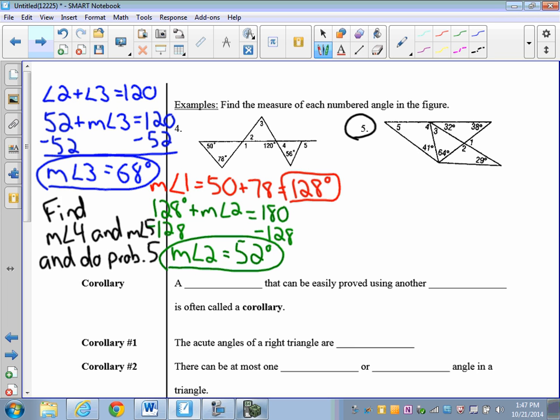So you should be able to figure this out. Number 5 might look a little tricky, but whenever you break it down and see what to do, so to find angle 1, I would have to use the exterior angle theorem. 32 plus 38 is equal to angle 1. So don't get overwhelmed by it.